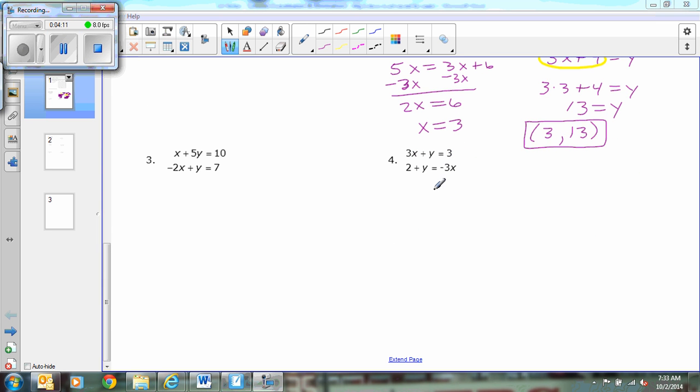Now we're going to work example number 4, again using the substitution method. So what I want to do is take either of these equations and solve them for either x or y. It doesn't matter which equation you choose. It doesn't matter which variable you solve for, so just pick something easy. I'm looking at this first equation. It looks like it would be very simple to solve that for y with just one step. So I'm going to take this first equation and rewrite it right here. We have 3x plus y is equal to 3.